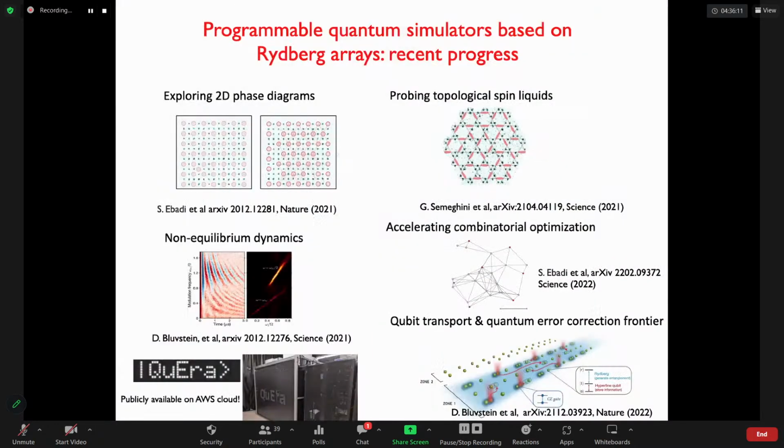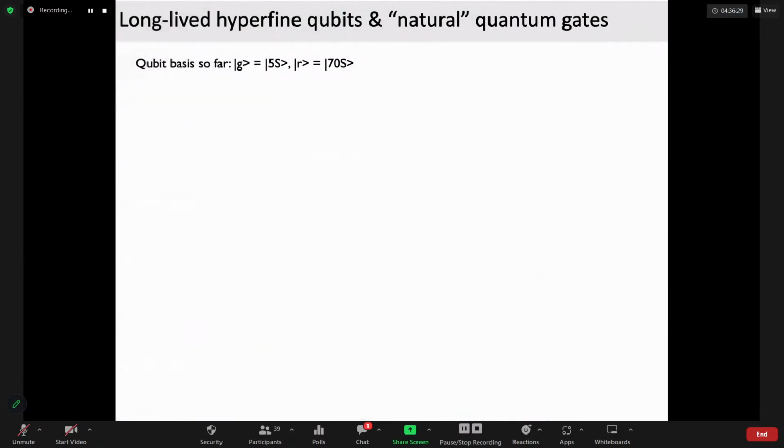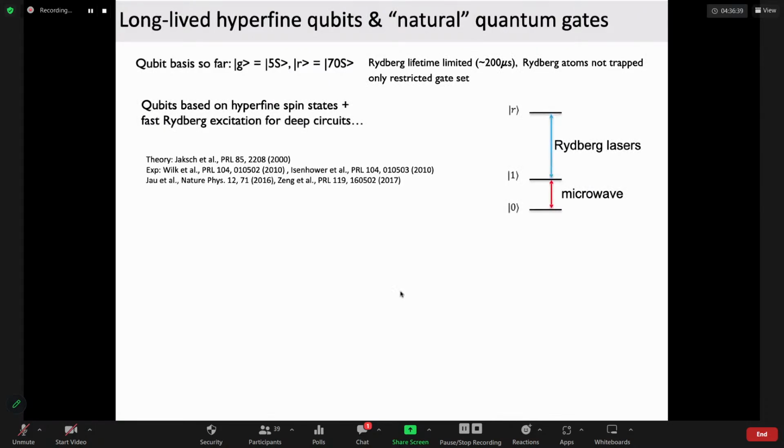So let me now switch gears a little bit and talk about this other direction which we are pursuing, and that's related to building larger, more programmable systems using the idea of quantum error correction. To do that, we switch the types of qubits we will be using. So far I encoded qubits in ground and Rydberg states. At this point, I would like to rather encode qubits in the superposition of the two hyperfine states.